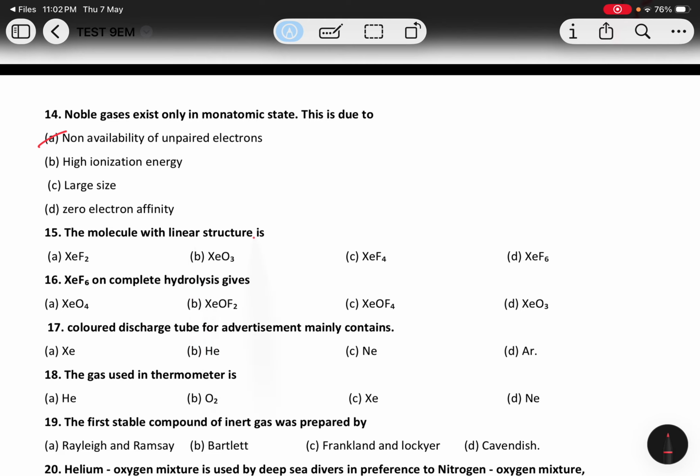The molecule with linear structure is: option A, XeF2; option B, XeO3; option C, XeF4; option D, XeF6.